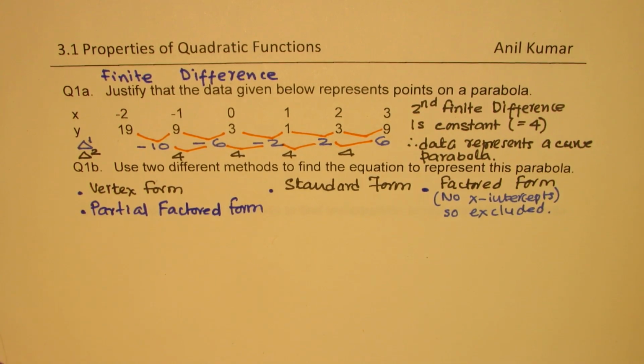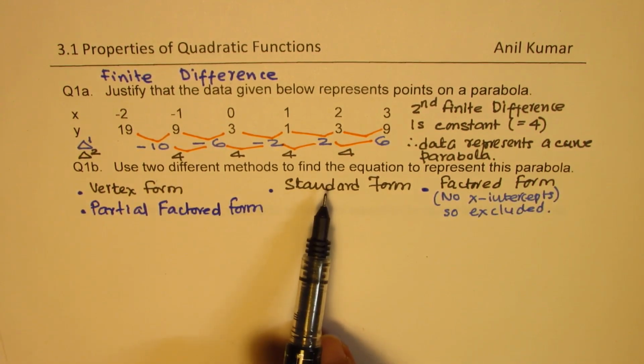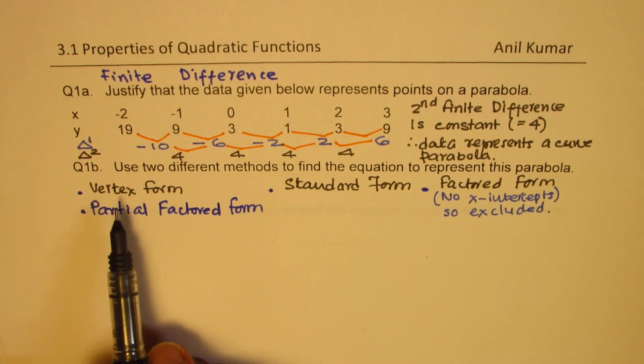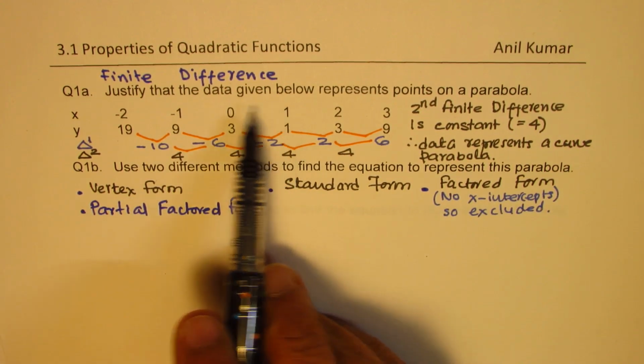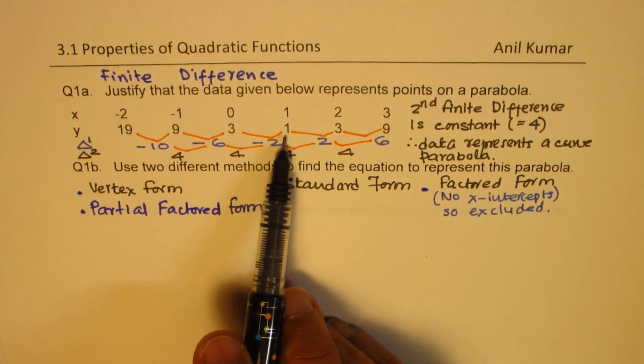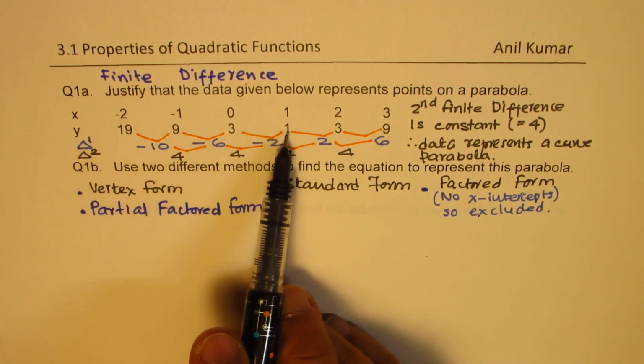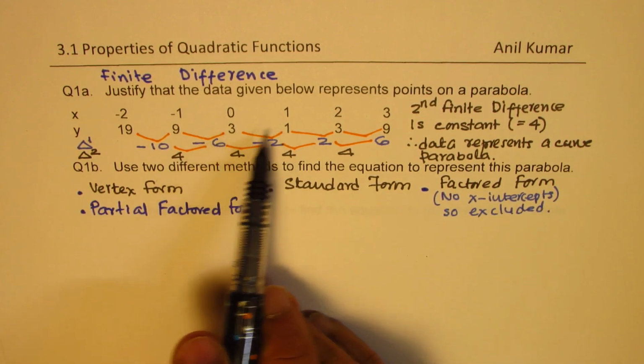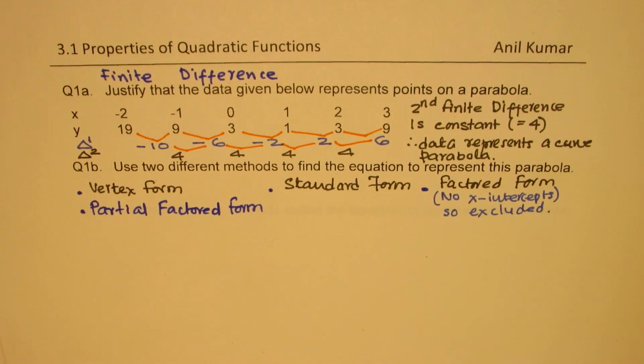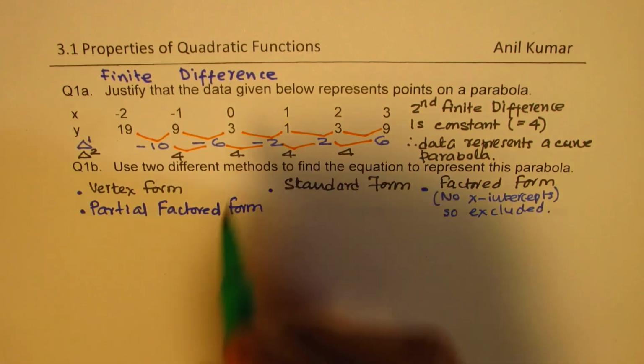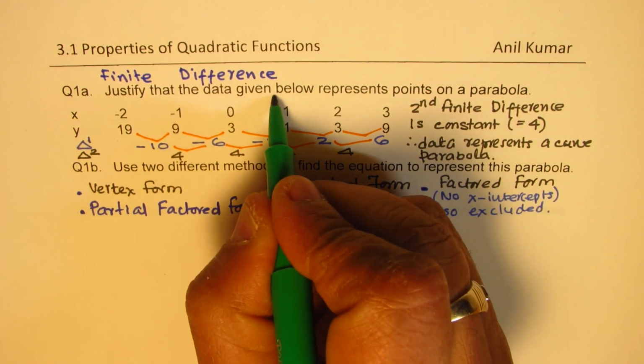Okay. So, what I will do here is I will show you two methods. We'll do vertex form. Now, vertex form here, since this particular data shows you a value of y which is minimum and there is a symmetry, right? So, from here you could see that we have minimum at 1, 1, right?